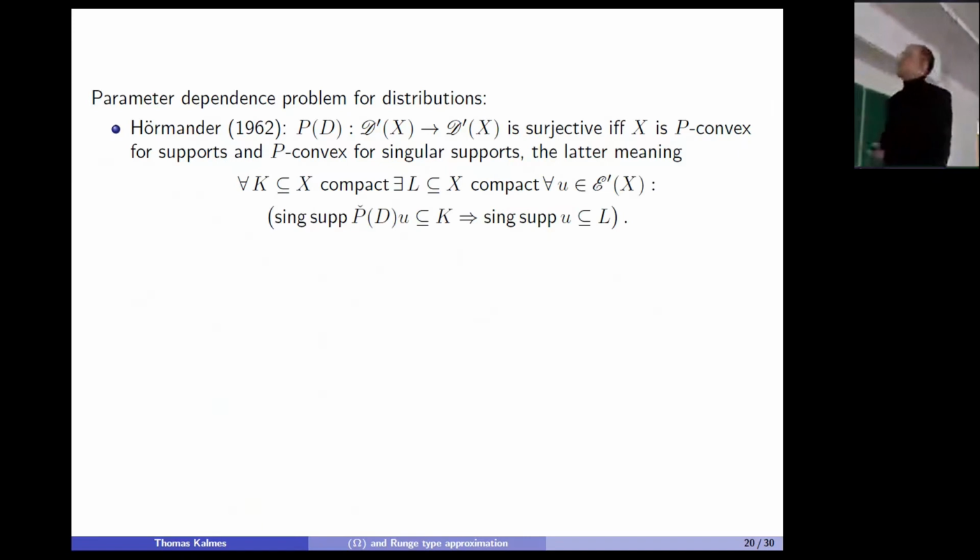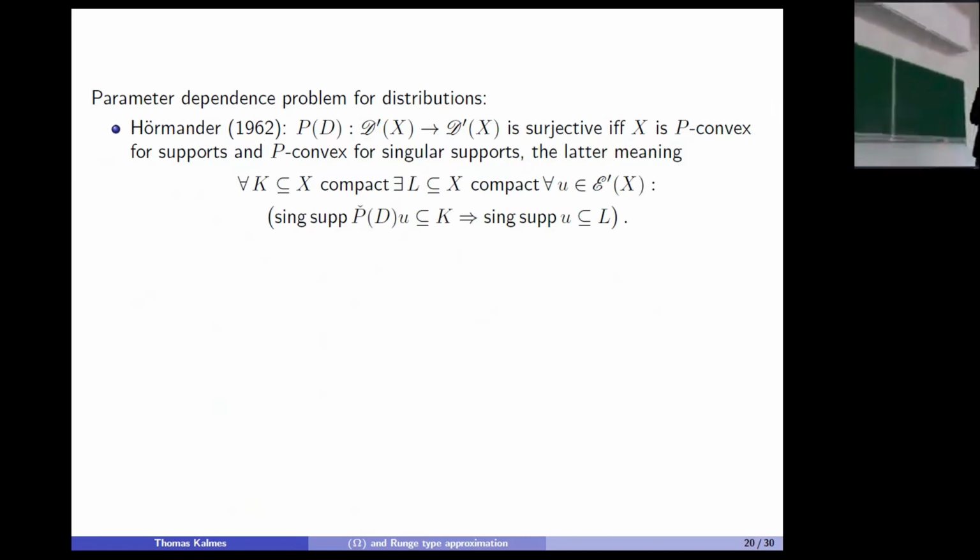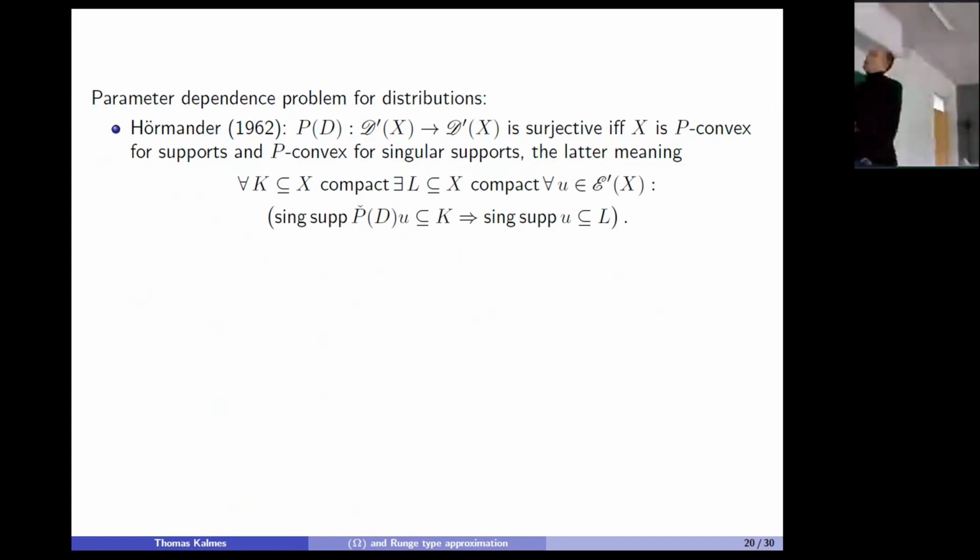And in order to explain how we use them, let's recall the result by Hörmander, who characterized when our partial differential operator is surjective on the space of all distributions. This holds precisely when X is P-convex for supports, which is a property we already encountered, as well as P-convex for singular supports, which reads quite similar to P-convexity for supports.